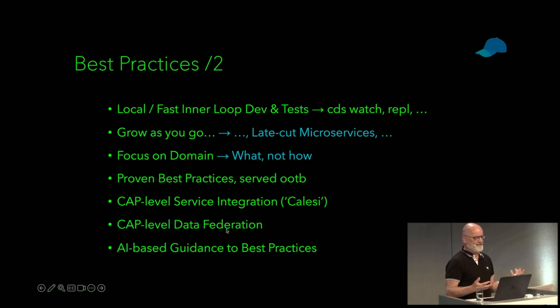CAP-level service integration, which is where the term Calesi comes from, is the same. It's just a CAP service, you describe it, so whatever you want to consume from wherever, try to describe it as a CAP service and consume it as a CAP service, because then you have a home run in local development, speed up things, etc. And this all ends up in you should focus on your domain. And as said, this agnostic hexagonal model is key for this local development. So all these things are interwoven. Now, AI-based guidance to best practices, this is the best thing AI can do in our world, I would say.